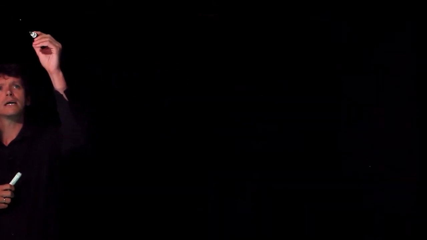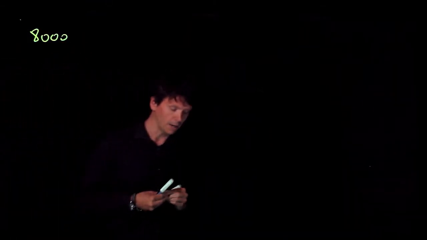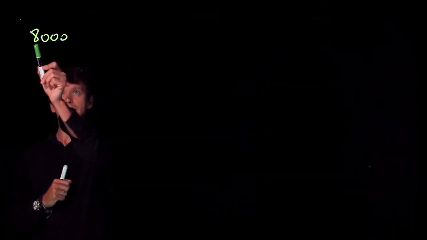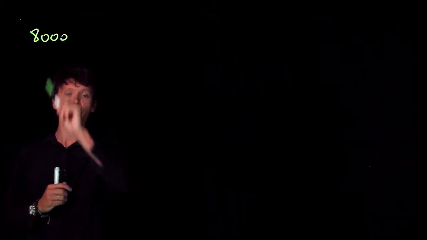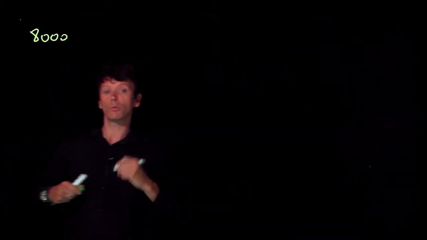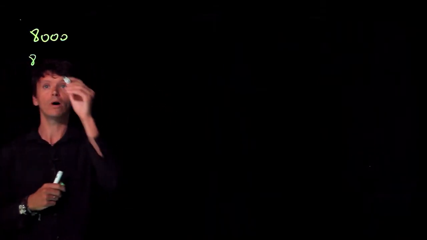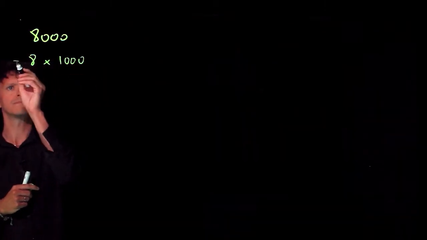So let's consider 8,000. 8 is in our thousands column, and we have nothing in our hundreds, tens, or units. So essentially what we've got there is 8 thousands, or 8 multiplied by 1,000.